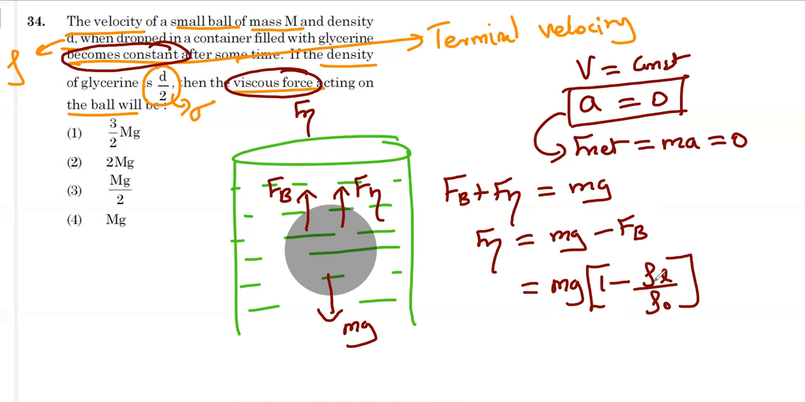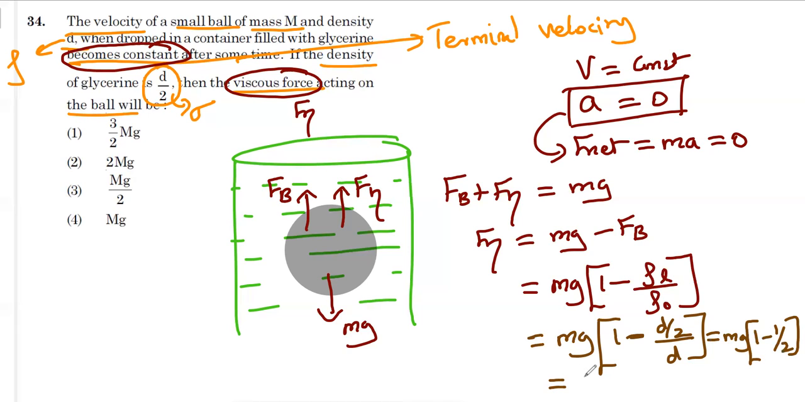Otherwise you can also do this using Archimedes' principle. So the density of the liquid that they have given is sigma, which is d by 2, and this is the density of the object, which is d. So substitute. This will give me mg into 1 minus d by 2 by d. So d by 2 by d, the d cancels and 1 by 2 comes. So this is mg into 1 minus 1 by 2, which is just 1 by 2. So this is mg by 2. This is the viscous force acting on the object.